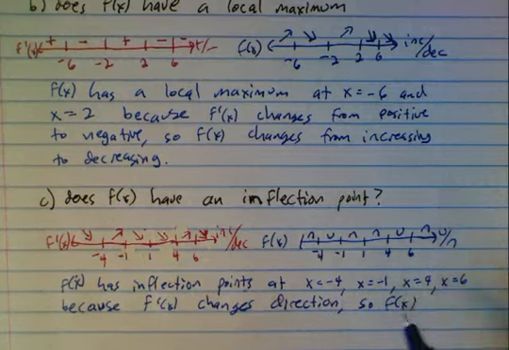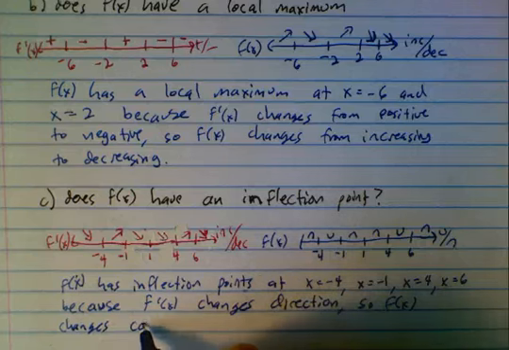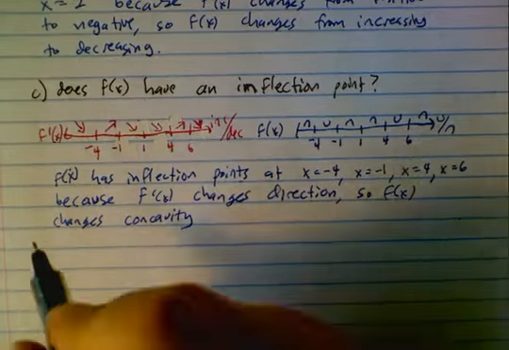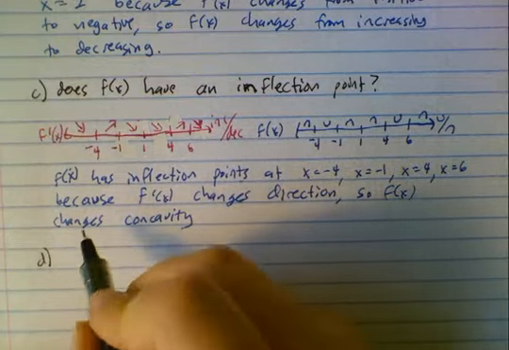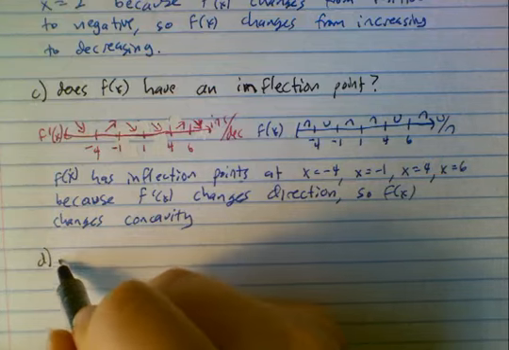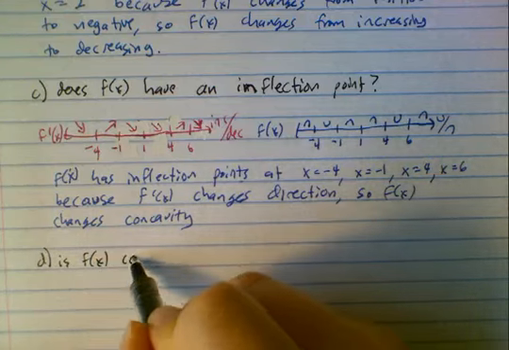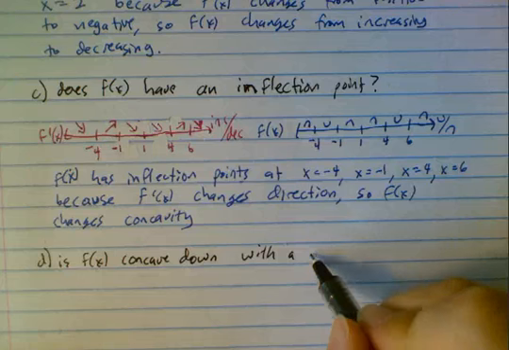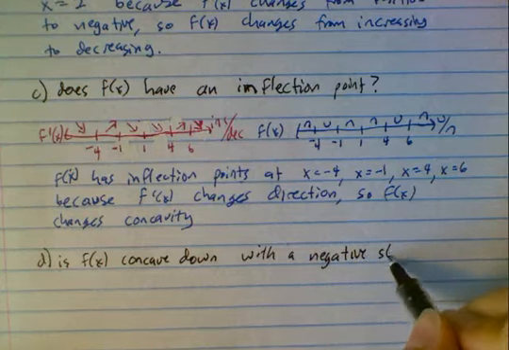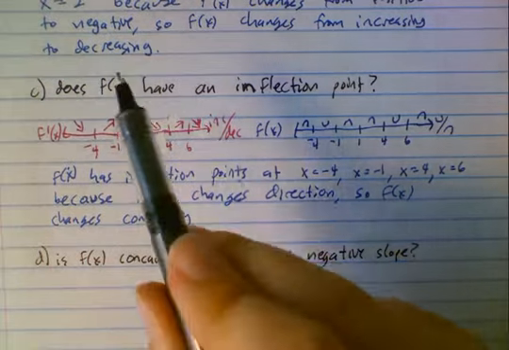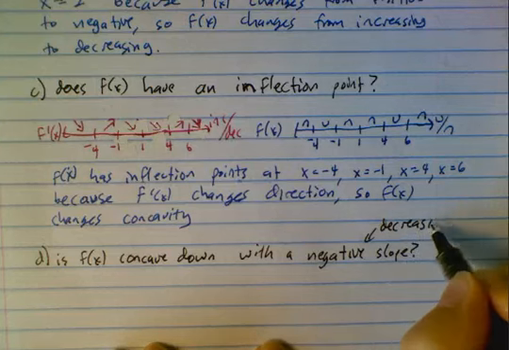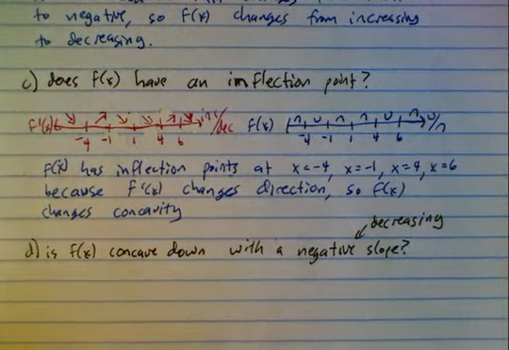So f of x changes concavity. Okay, last letter for this problem. For what values of x is f of x concave down with a negative slope? Remember, negative slope, going down like that, that's the same thing as decreasing. Okay, go ahead and try that one.